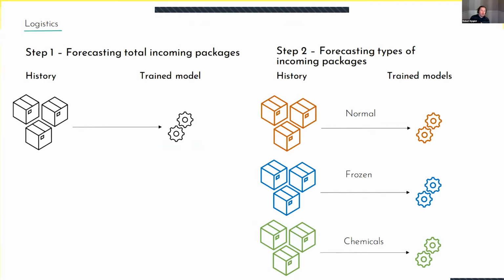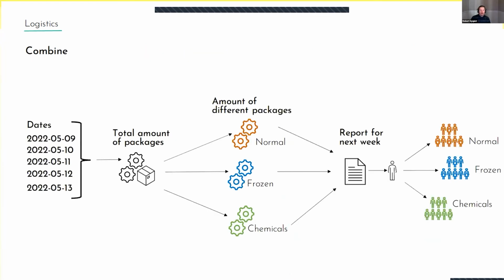So first step, forecasting the total amount of incoming packages. And then the second step is, using the forecasted total amount, to forecast how many of those belong to normal packages, frozen packages, and chemicals.